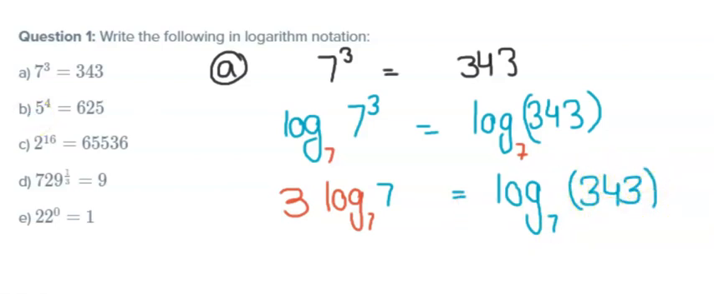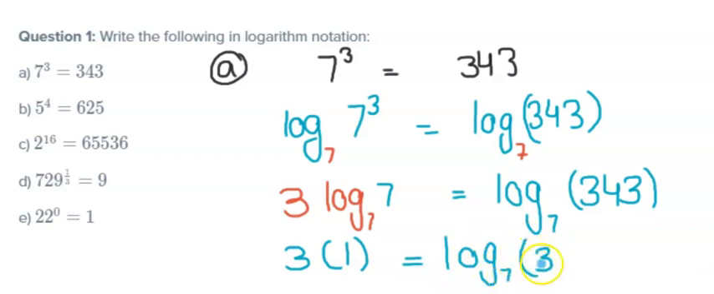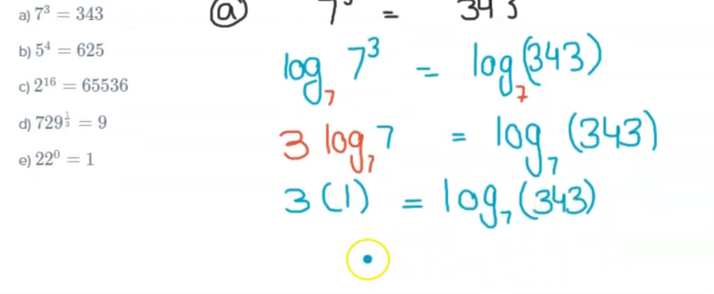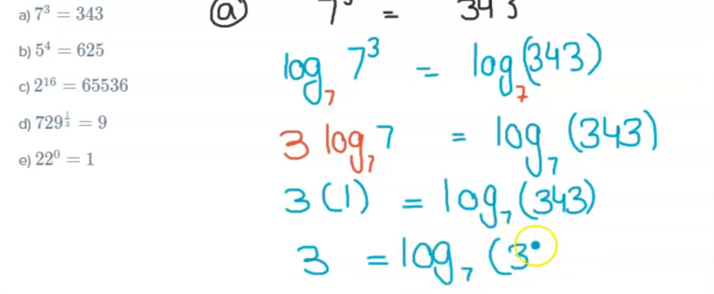Now we know that if the base and the number are the same, that becomes a 1. So that's a 3 times 1 equals log 7 343. I don't need to simplify that one. So that's a 3 equals log 7 343. This thing is our answer.